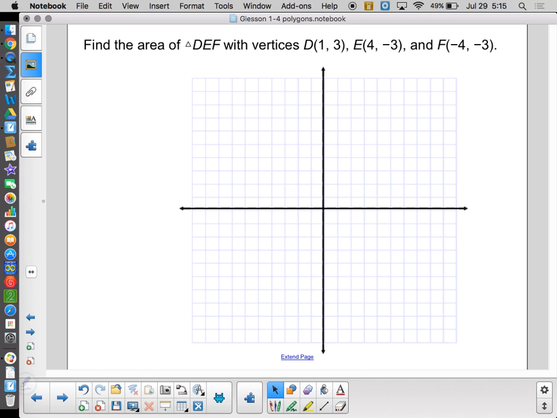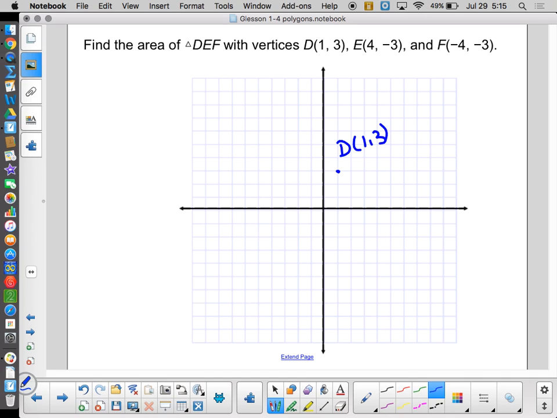So D is at 1, 3. E is at 4, -3. That's point E. And F is at -4, -3. So when I connect these points, oops, missed a little bit there. Let's try that again. Sorry. My arm's making a shadow on the smartboard, so it's a little bit difficult to see. There we go.